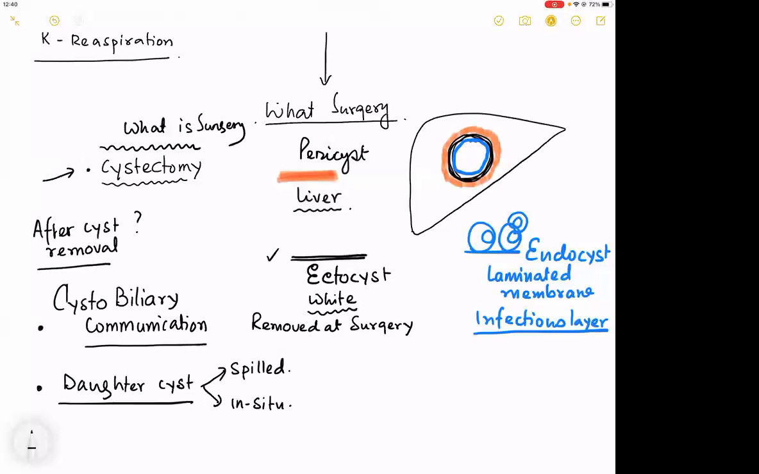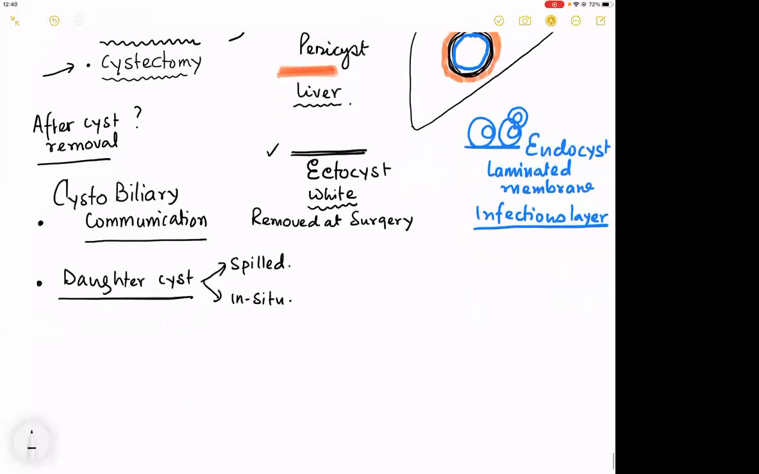Sir, if we remove the pericyst, what will be the problem? Very good question. This is where 70% of your marks are scored. If you want to score more than 70%, we advance a little more. Any other surgery that can be done? This is the answer to your question.